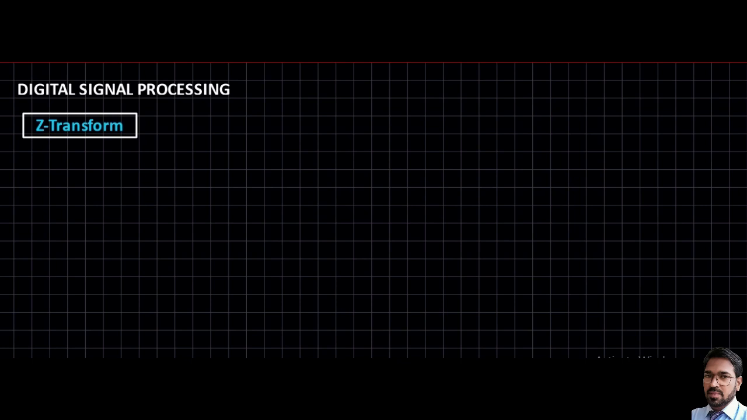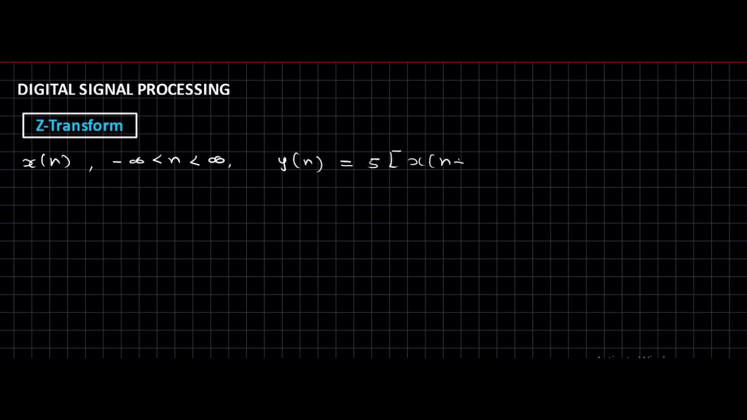So first of all, x of n is a discrete time sequence over the range minus infinity to plus infinity. It's a range of discrete time. Time index is n here. And we have a discrete time LTI system. Say y of n is equal to 5 x of n plus 1 plus x of n minus 1 plus x of n. If you see this, the output of the system depends upon the present and the future inputs.